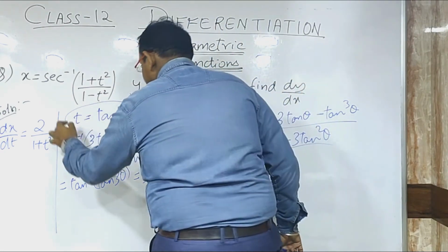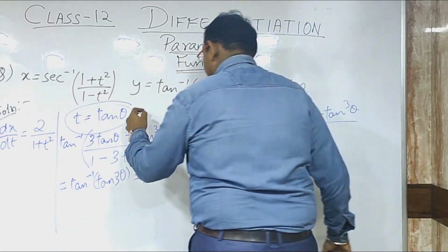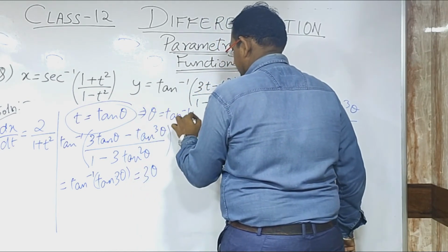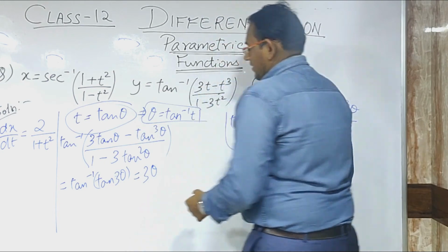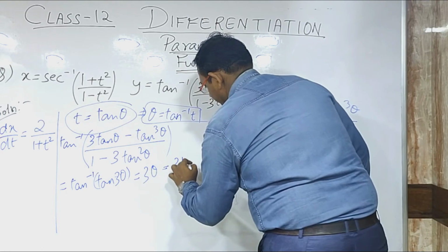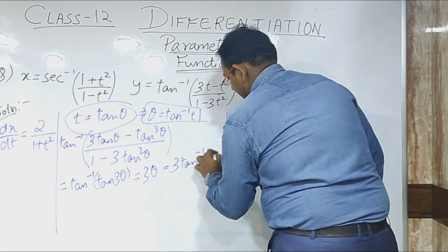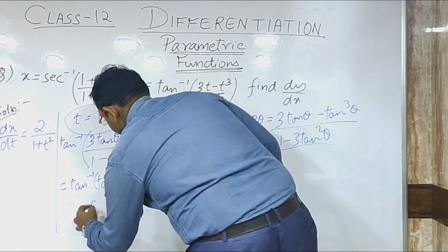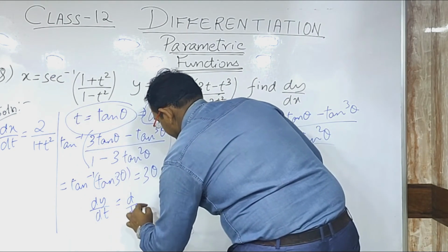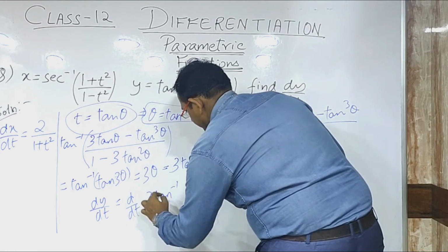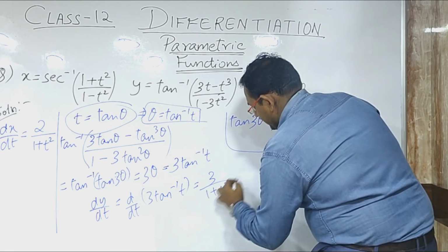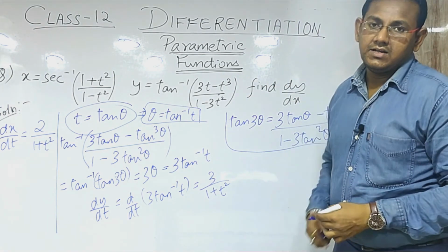Now the only problem is how to find out theta. As we have discussed earlier, theta can be written as tan inverse t. We take this tan to the other side, so it becomes tan inverse t. So this part becomes 3 tan inverse t. Now if we need to find out dy by dt, we are basically differentiating this 3 tan inverse t, which will give you 3 by 1 plus t square. So this becomes your dy by dt.